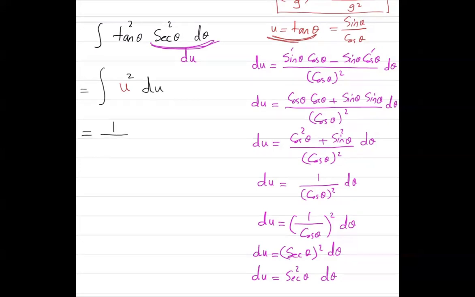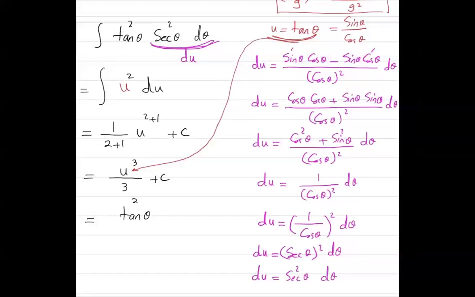This is 1 divided by 2 plus 1, u to the power 2 plus 1, plus c, or u cubed divided by 3 plus c. But our u is tangent, so substitute this back here. This becomes tangent theta to the third divided by 3 plus a constant of integration.